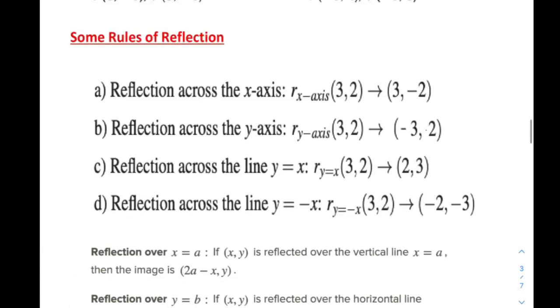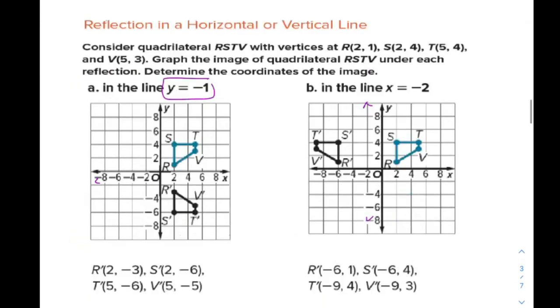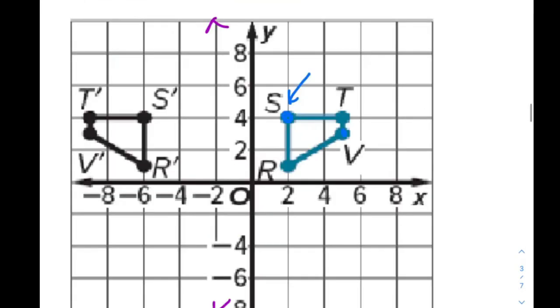What are these rules? If you want to reflect a point or any object across the x-axis, what happens? If it was (3, 2), then it will be (3, -2). Remember, the x coordinate will stay the same. The y coordinate will just reverse the sign. This is only for reflection across the x-axis. Let's take an example. If you want to reflect this point, let's say S, across the x-axis, S originally was (2, 4).